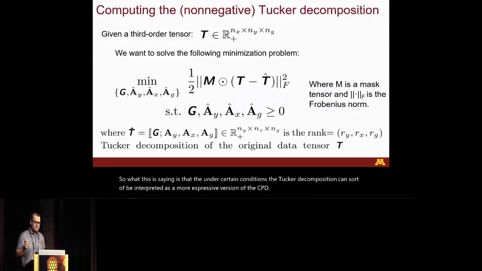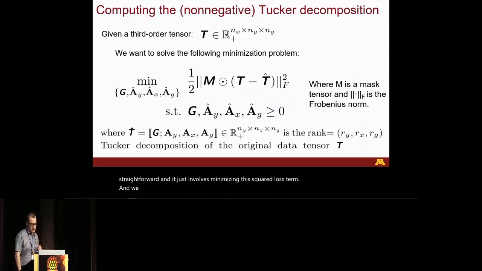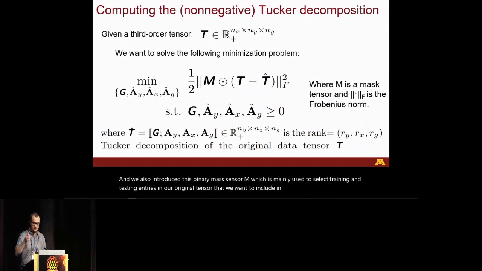Actually computing this non-negative Tucker decomposition is relatively straightforward, and it just involves minimizing this squared loss term. We also introduced this binary mask tensor M, which is mainly used to select training and testing entries in our original tensor that we want to include in our optimization. This is mainly used for cross-validation experiments for testing imputation of missing entries.